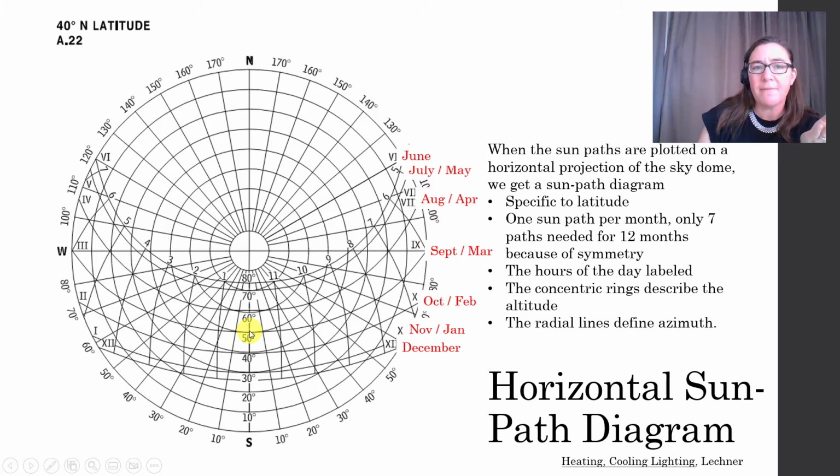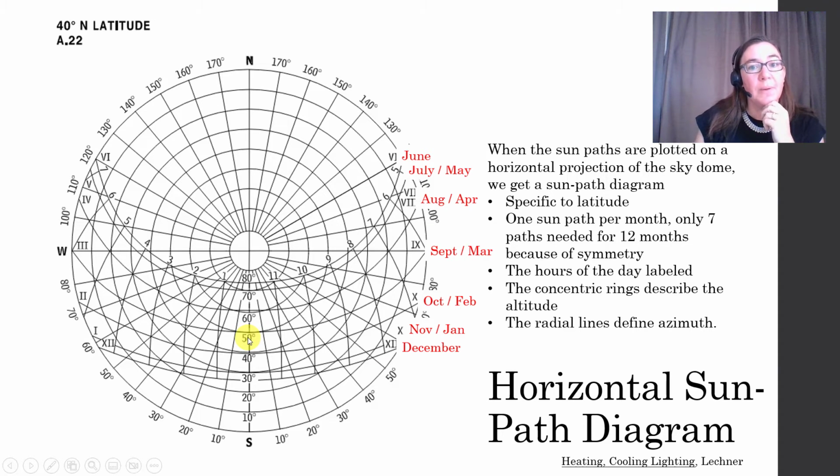Well, how do we find the elevation or the altitude? It turns out that we read these radial rings, 0, 10, 20, 30, 40, 50, right there, 50 degrees.